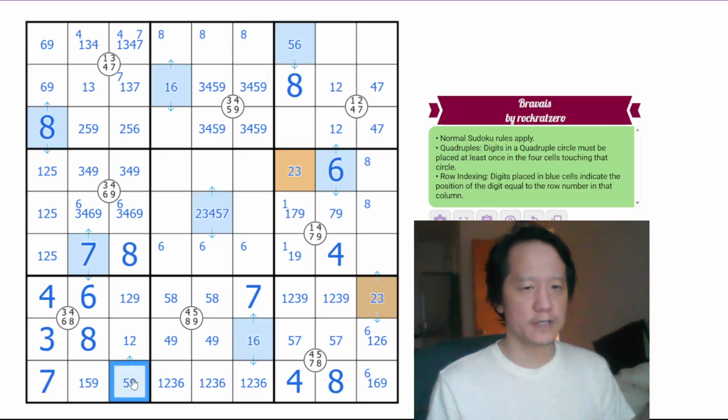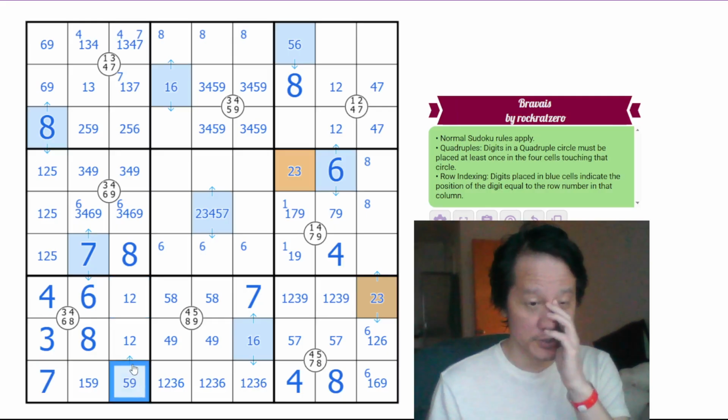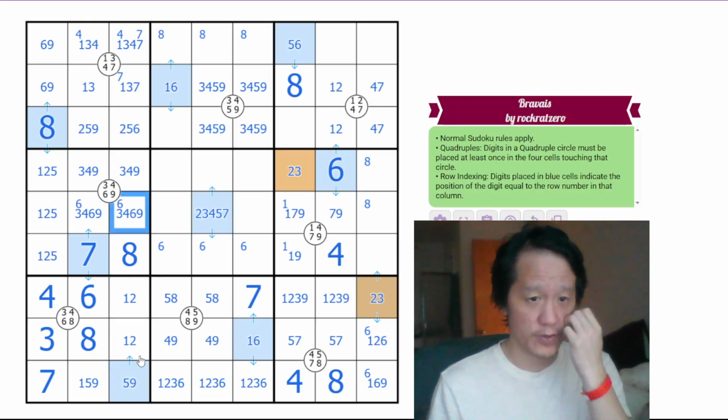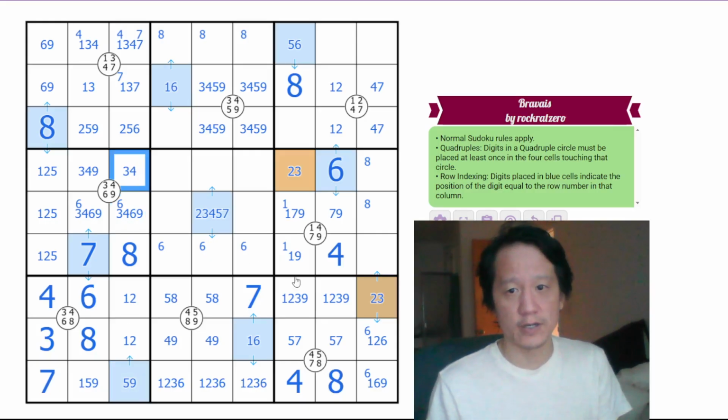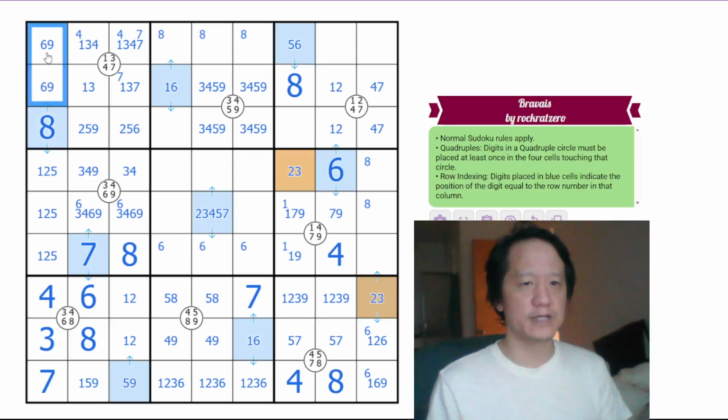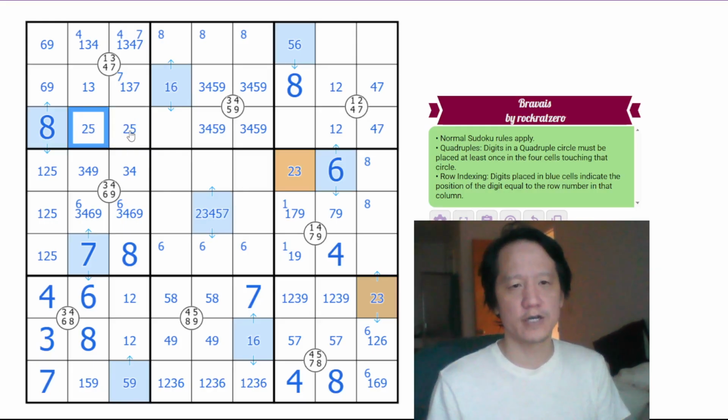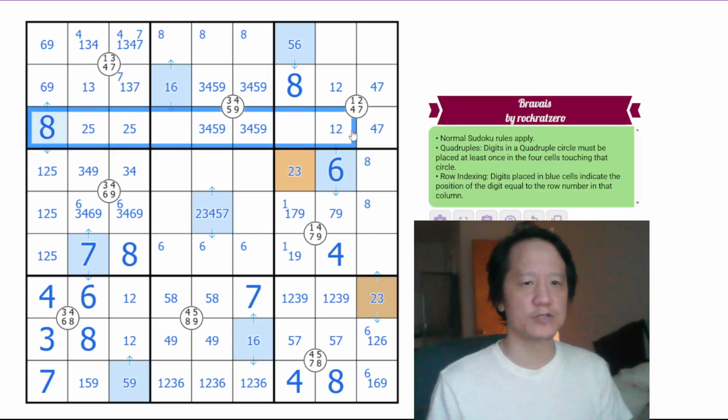So 9 is either in... This can't be 9 because it can't be in the 7th position anymore. It's either in the 5th position or the 9th, so this can't be a 9 here. This 6, 9 pair eliminates 6 and 9 in the rest of the box, so this can't be 6 or 9. This becomes a 2, 5 pair, which eliminates 2 and 5 in the rest of the row.